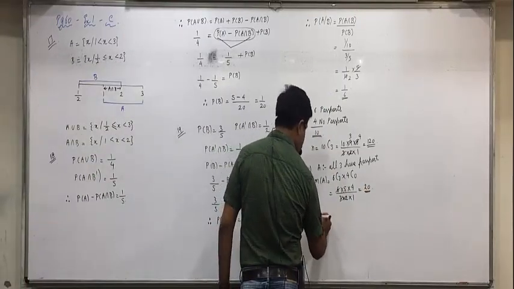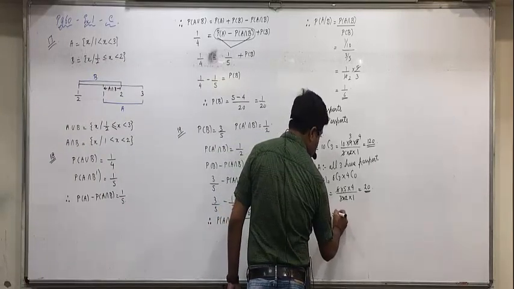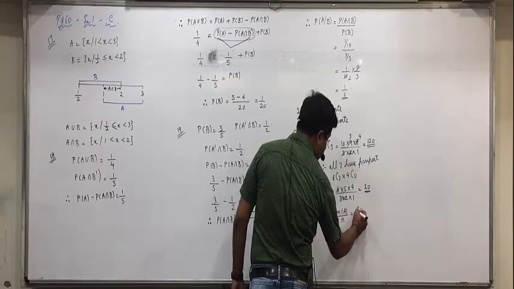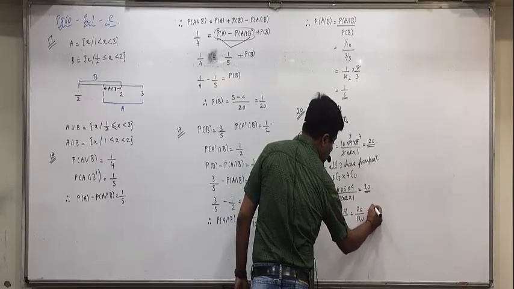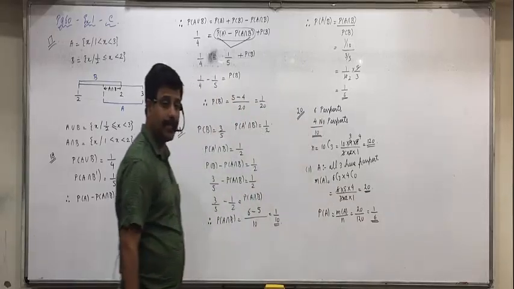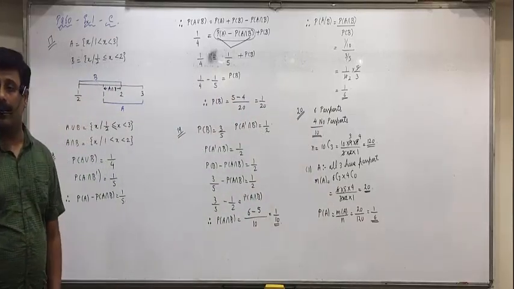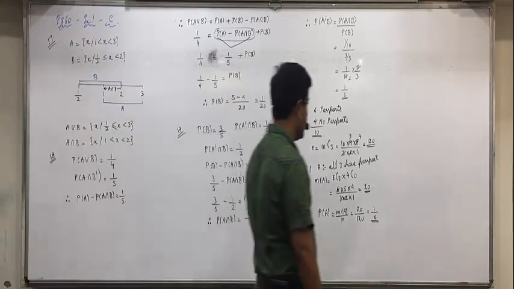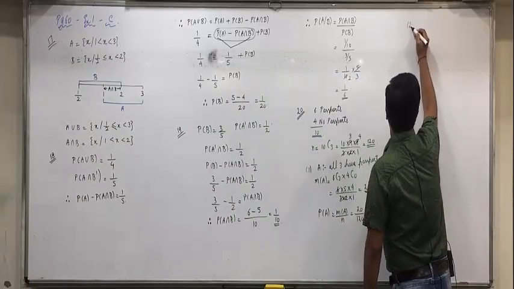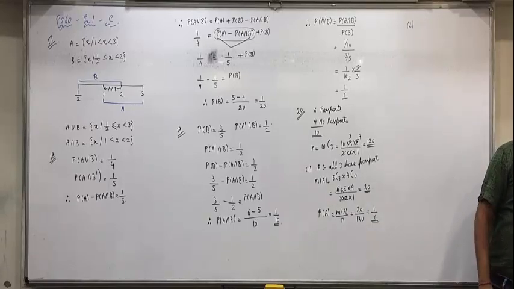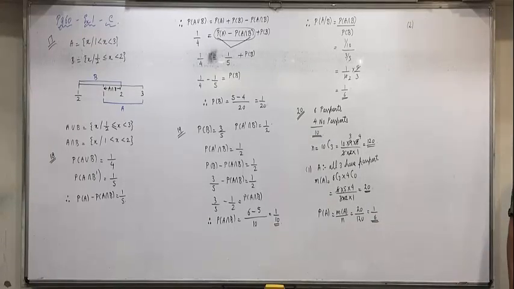Now P of A, n of A upon N, 20 upon 120, 1 by 6. Okay, so the first answer is done. Is every one of you clear with this question? Now, second question, what is asked? Who are still doing the first one?